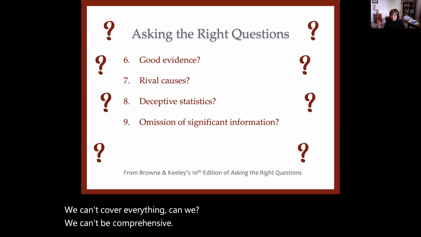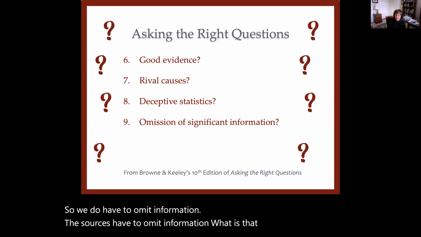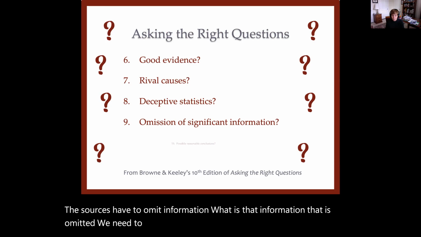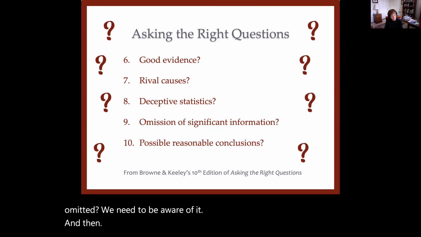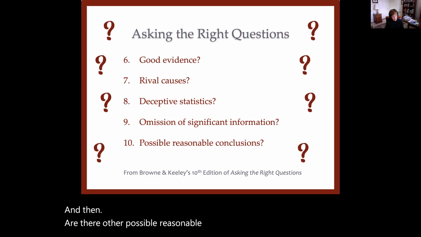Remember the millions of sources I found on the word teams. So we do have to omit information. The sources have to omit information. What is that information that is omitted? We need to be aware of it. And then, are there other possible reasonable conclusions? Yes, perhaps. We need to explore those, don't we?